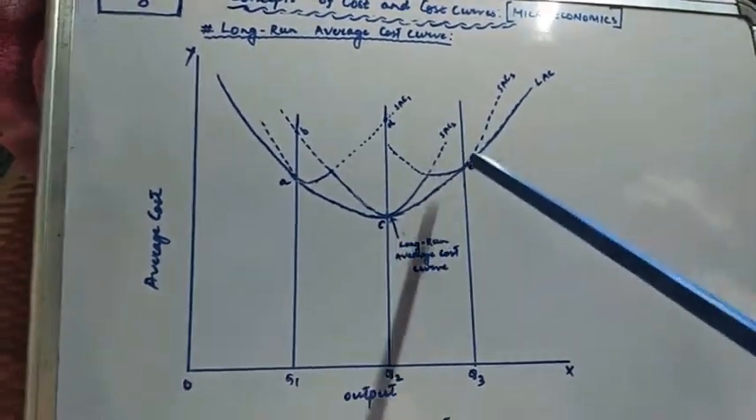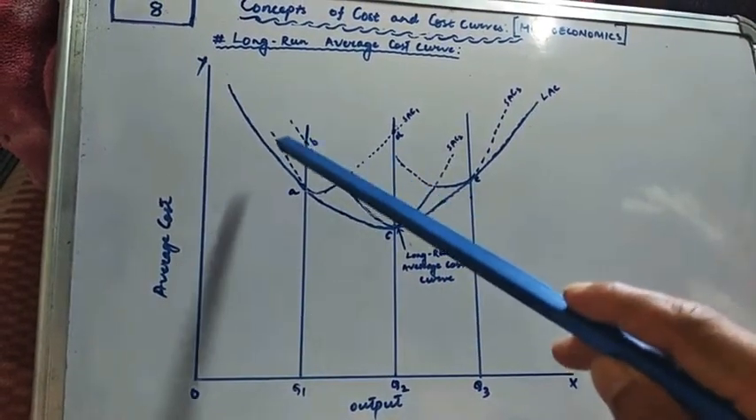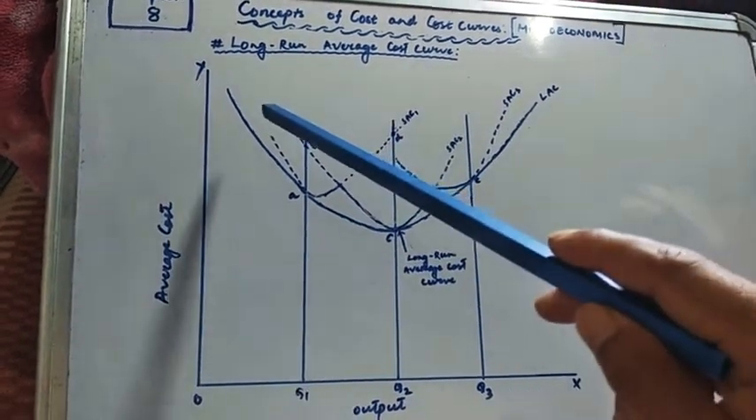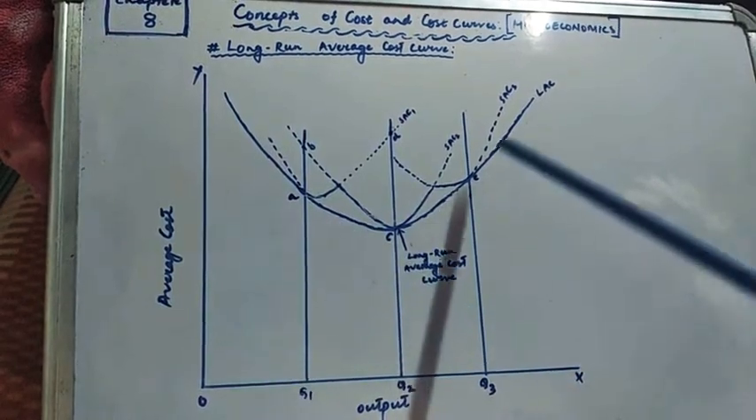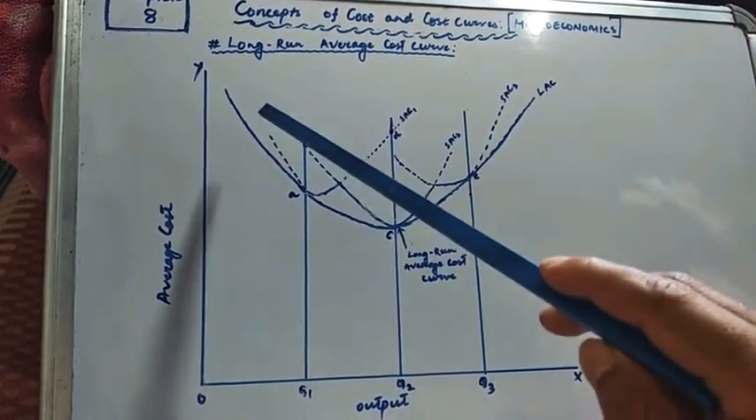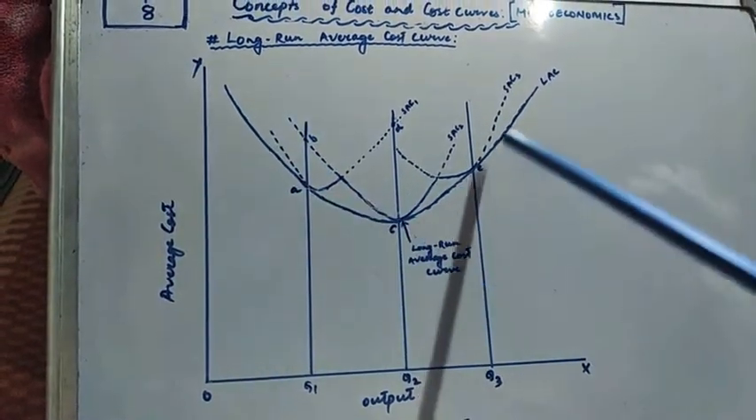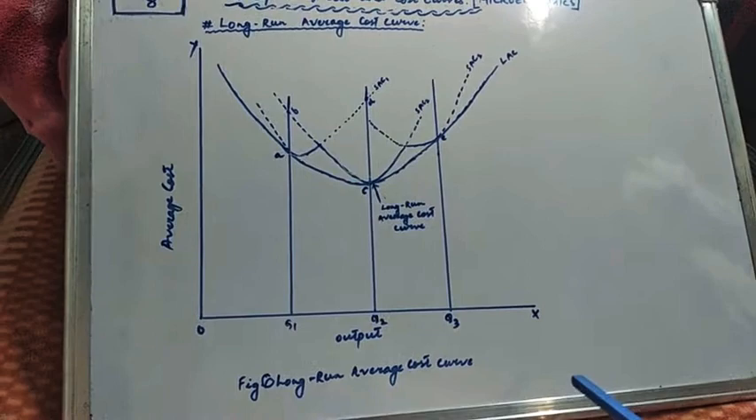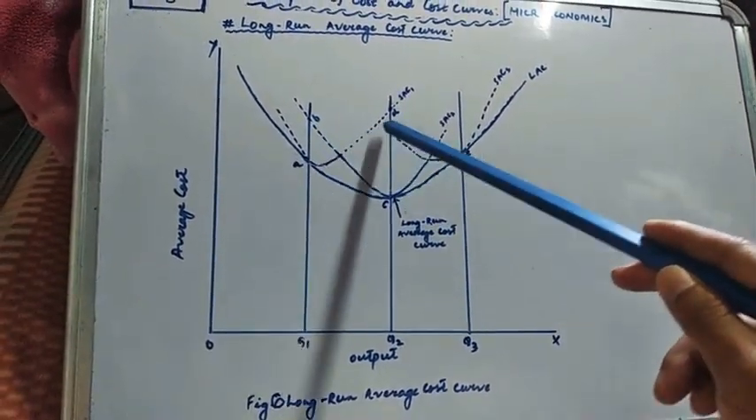So we can say that the long run average cost curve is a combination of many short run average cost curves, and when there is perfect divisibility of variable factors, the smooth U shape is the long run average cost curve. So we are deriving the long run average cost curve from the short run average cost curve.